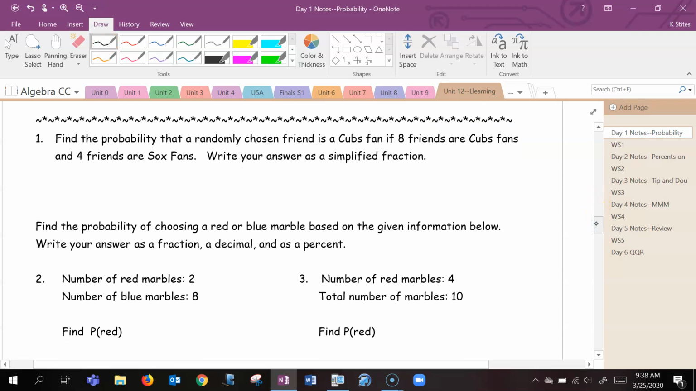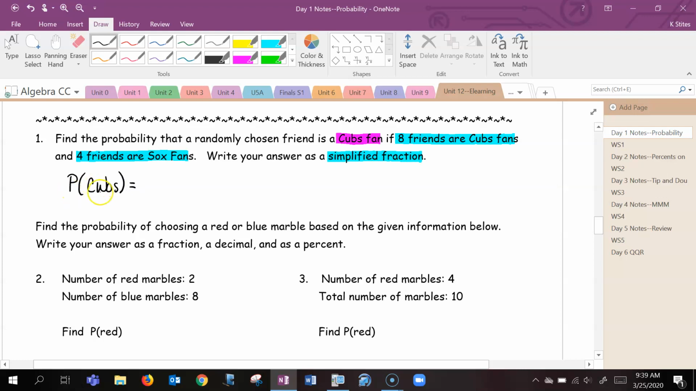All right, let's give this one a try. Find the probability that a randomly chosen friend is a Cubs fan if 8 friends are Cubs fans and 4 friends are Sox fans. Write your answer as a simplified fraction. Notice we're finding the probability of a Cubs fan. So that's our desired outcome. That will go on top. I'm going to put probability of Cubs. This is just some probability notation.